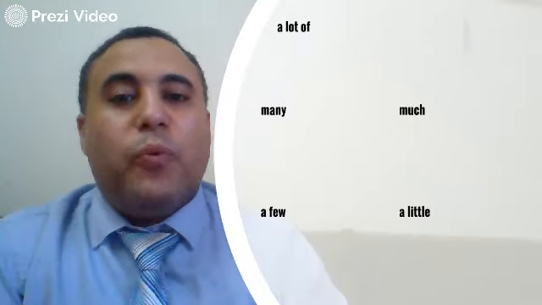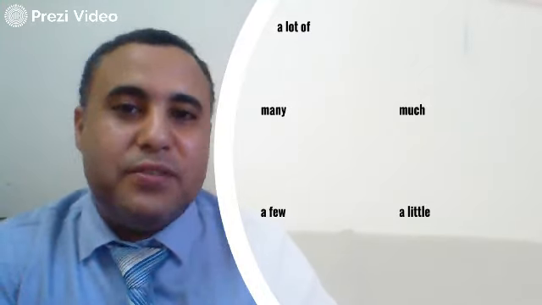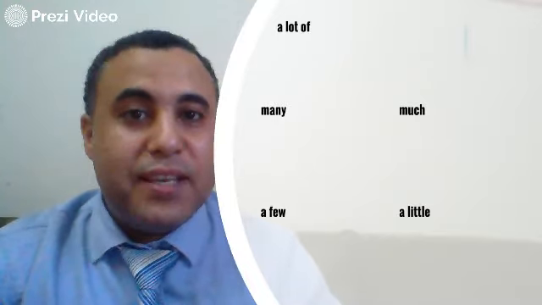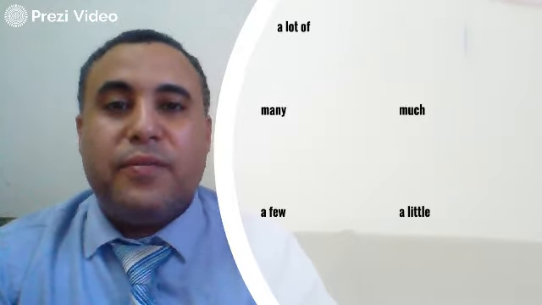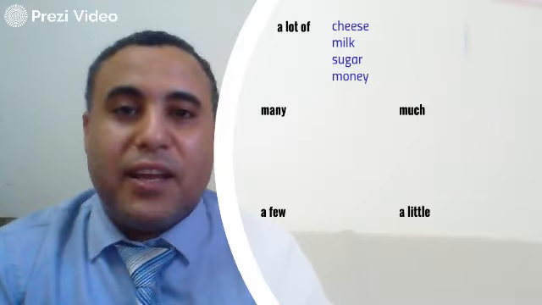Let's check. We use a lot of with both countable and uncountable nouns. We can say a lot of crisps. We can say a lot of coffee. We can use it with countable nouns and uncountable nouns.